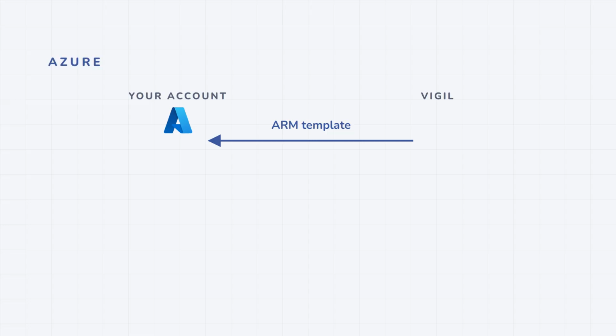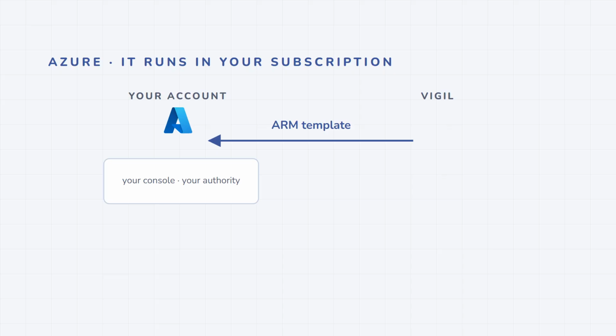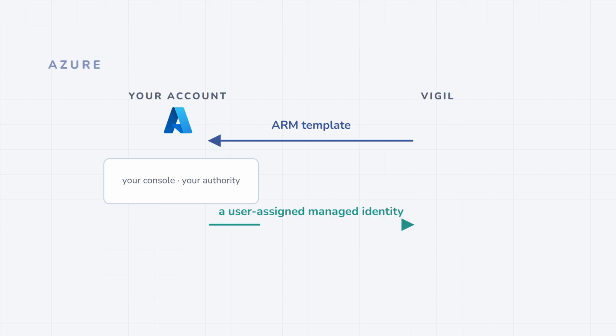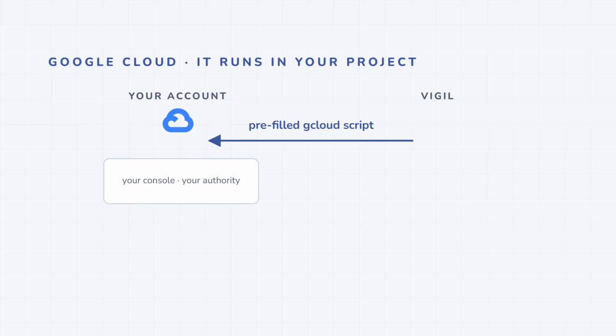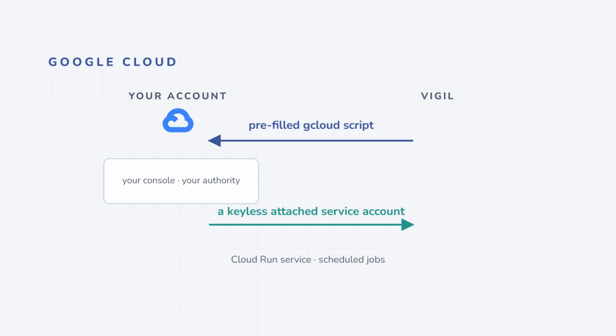Azure is the same 3 moves. Add account, Azure. Deploy the ARM template Vigil gives you in your subscription. It provisions a managed identity and the agent. Google Cloud is the same 3 moves again. Add account, GCP. Run the pre-filled gcloud script in your project. Cloud Shell works well for this. It deploys the agent with a service account attached.